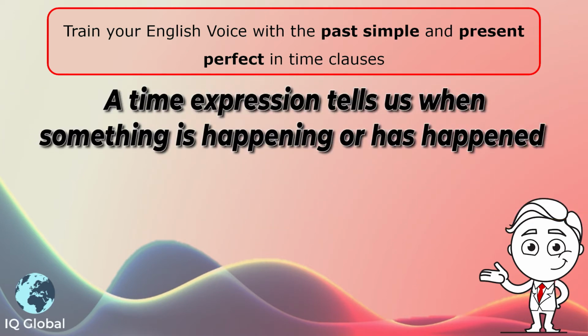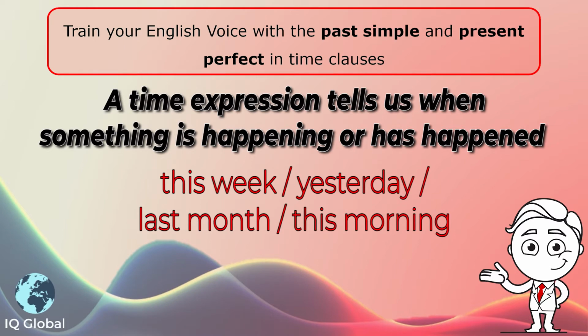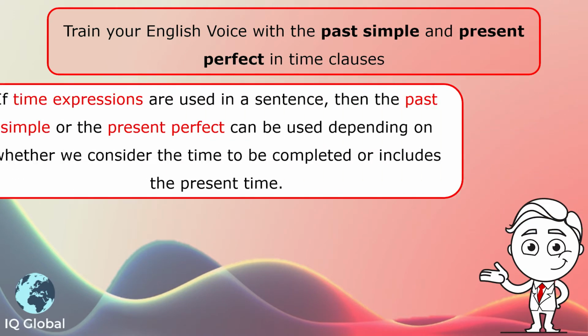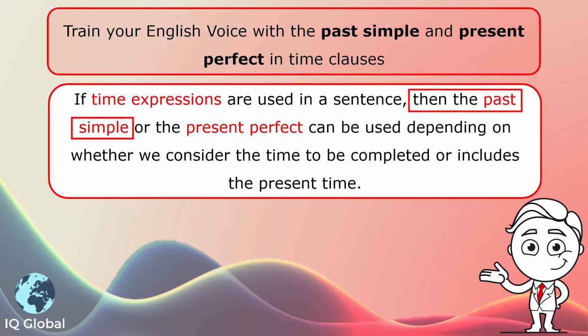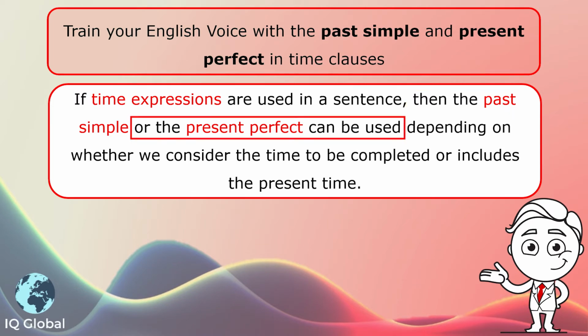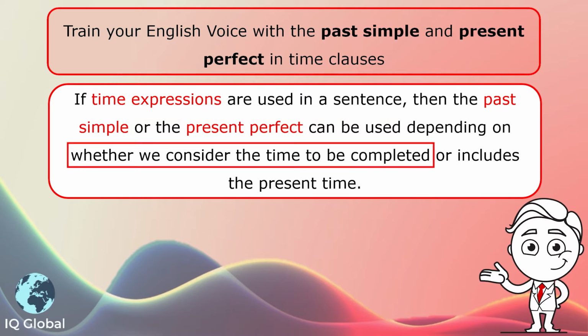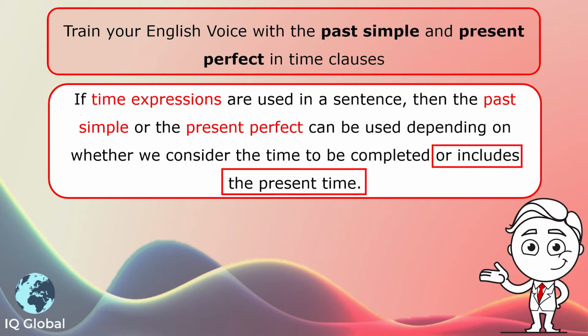A time expression is something that tells us when something is happening or has happened, for example this week, yesterday, last month, this morning. These are all time expressions in the past. So if time expressions are used in a sentence, then the past simple or the present perfect can be used depending on whether we consider the time to be completed or it includes the present time.